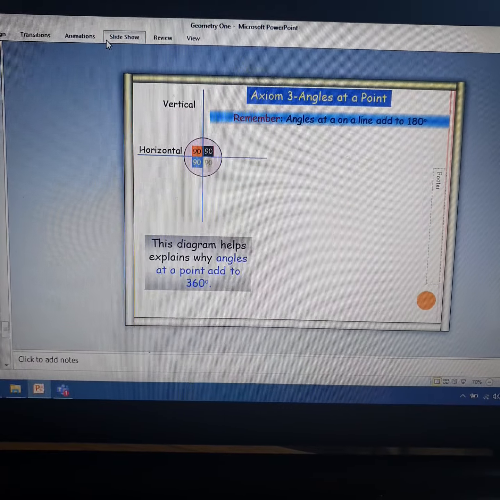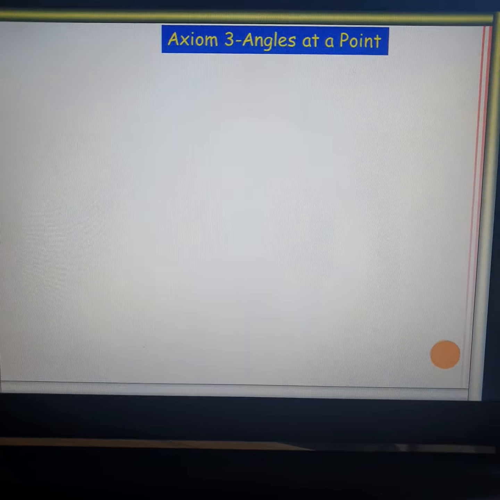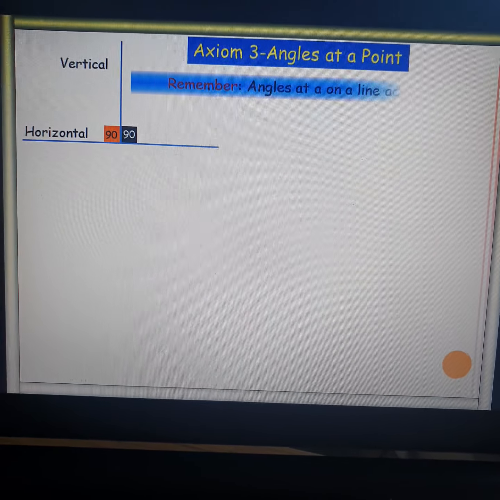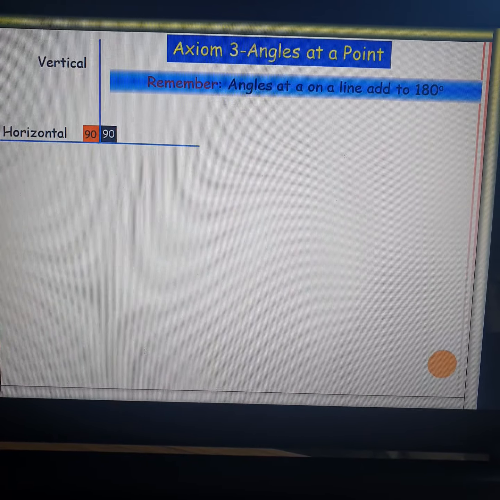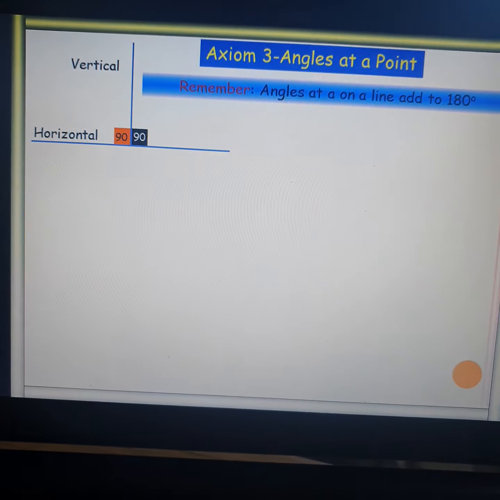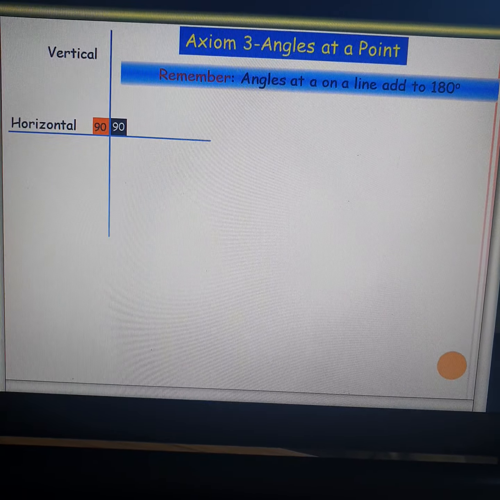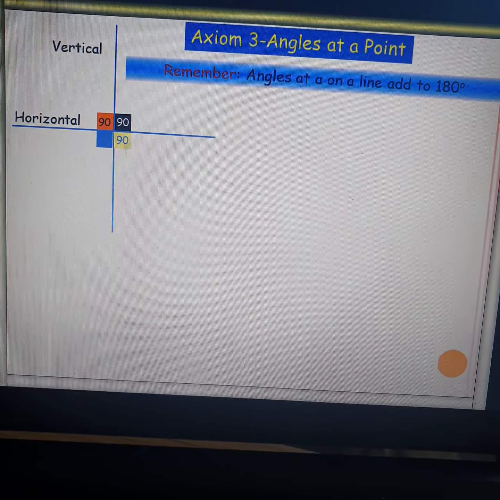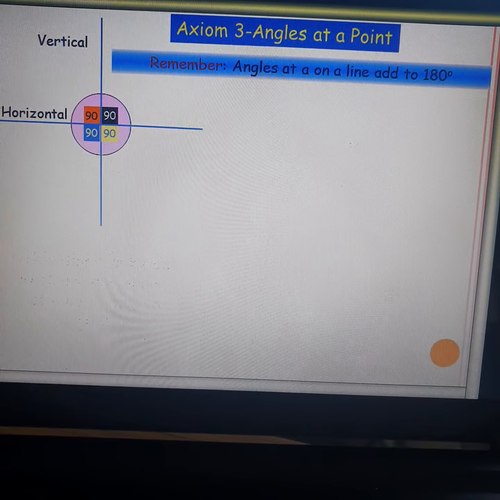As part of axiom 3, we have angles at a point as well. So you have angles on a line and angles at a point. Remember, angles on a line add up to 180, and that's on a line, because that's just one line here. But say we continue the vertical line through, we have angles at a point here. So these are all angles at a point. There's a point here.